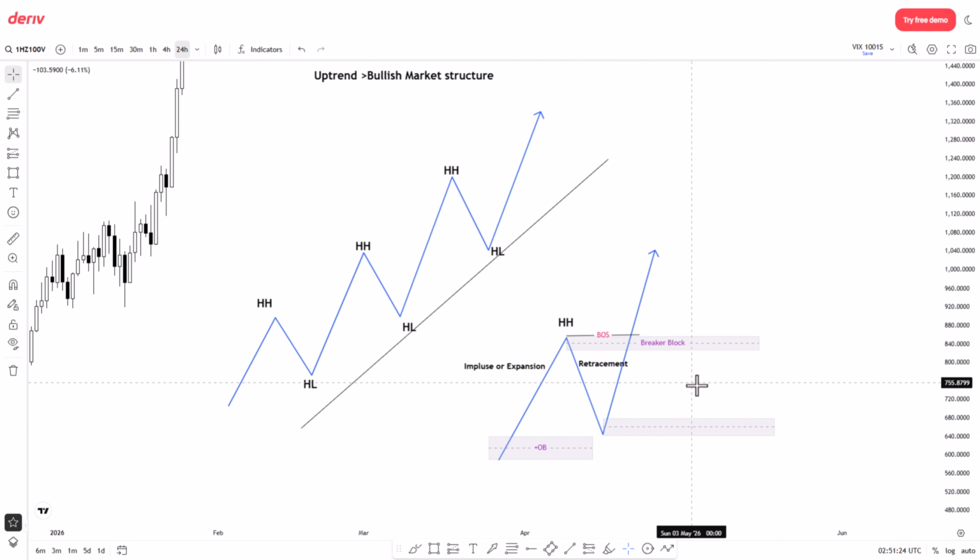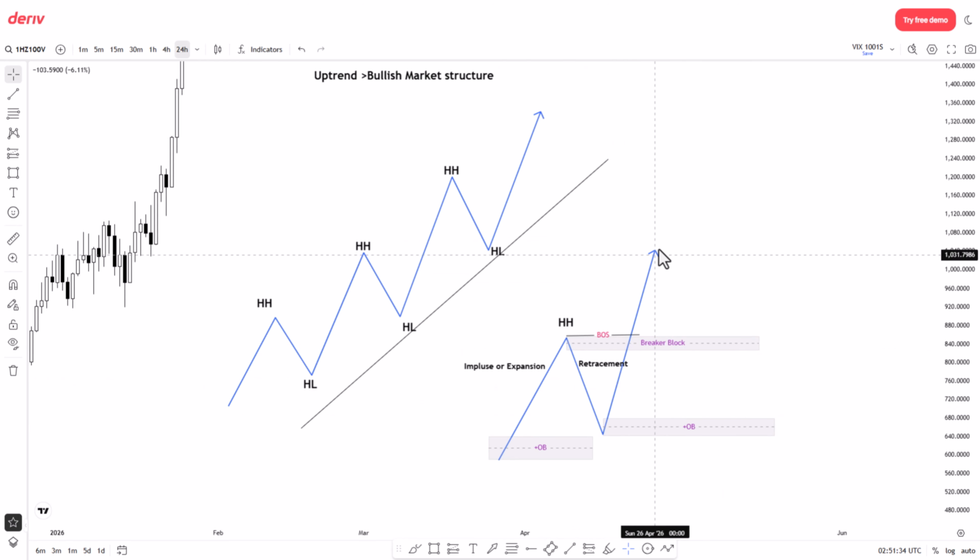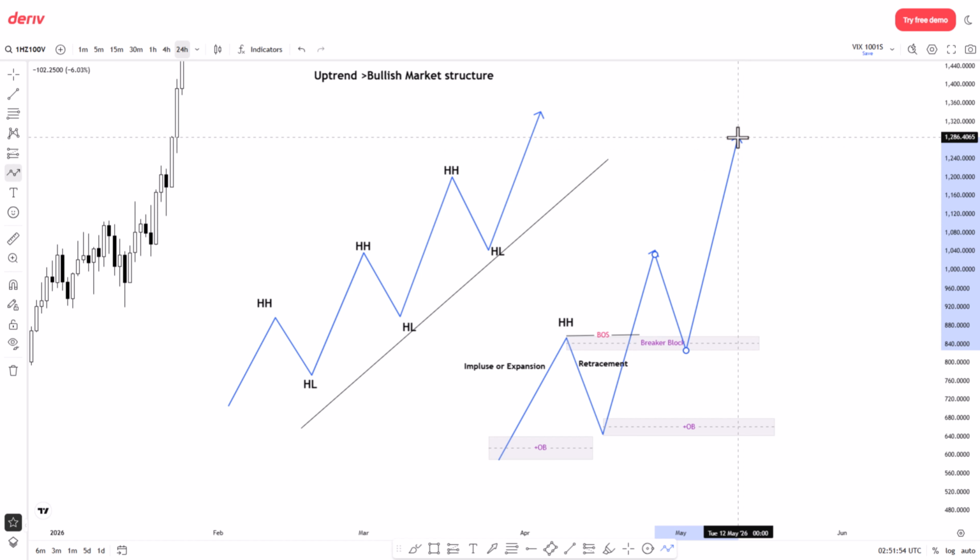So we'll be left with a breaker block and also an order block here. So what are we expecting? We're expecting another retracement after the impulse move. If price is retracing, price will either get held at the breaker block or the order block for another expansion. So here, let's say price entered into the breaker block and then expands again.